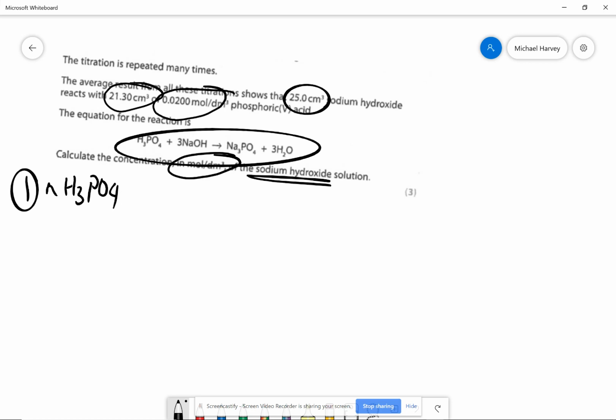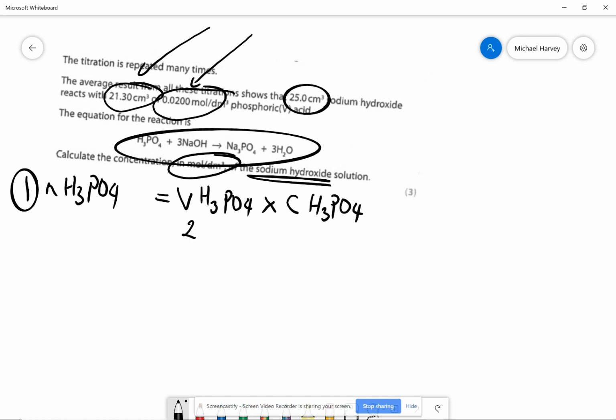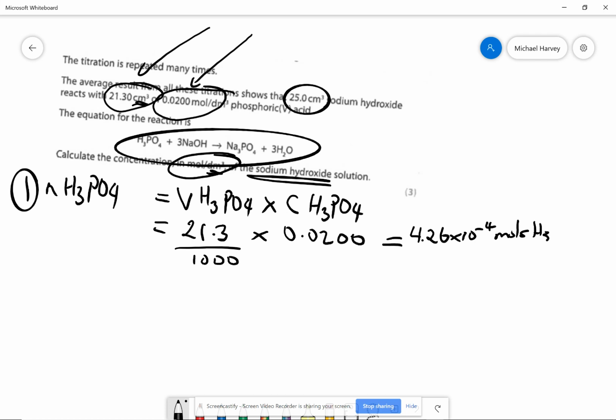That will equal the volume of phosphoric acid multiplied by the concentration of phosphoric acid. We're actually given those numbers, they're here and here, the volume being 21.3 times 0.0200. Remember, we have to divide that by 1,000 because we want to convert the centimeters cubed into decimeters cubed in the final answer. That gives us our first answer, 4.26 times 10 to the negative 4 moles of phosphoric acid, and we're going to use that number in the next step.